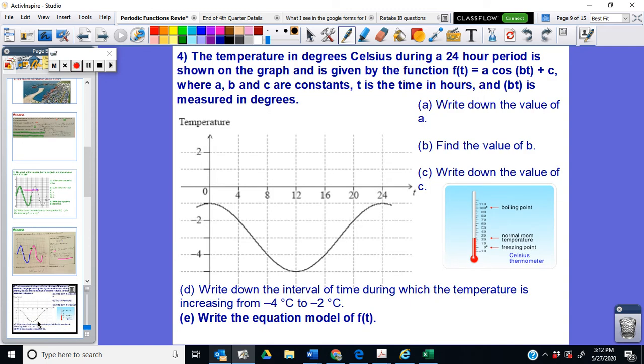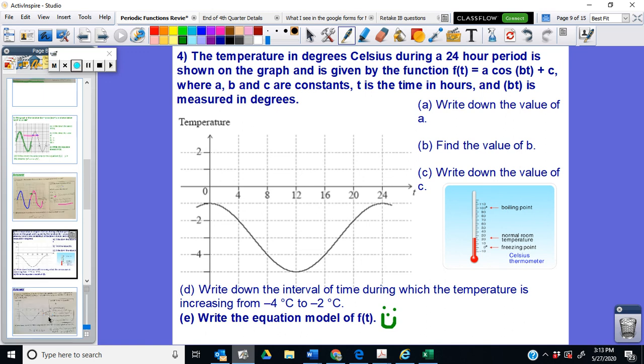This next question talks about temperature, which is a common application of periodic functions. We know it well in Minnesota. So we look at the temperature in Celsius over a 24-hour period. We have a graph, and we have a model that is not complete. First of all, let's look at A. That's our amplitude. B is the number of waves in 360, and then the principal axis. And then we're going to write down the interval of time when the temperature fluctuates between -4 degrees and -2 degrees. And then last, we're going to write the model.